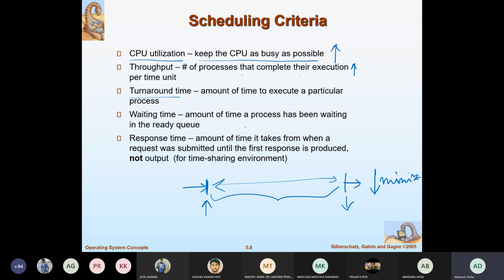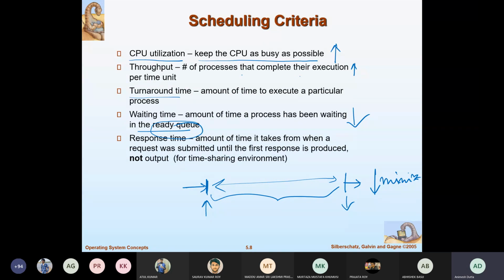Waiting time. Amount of time a process has been waiting in the ready queue. You submit a process, and apart from the execution time, it is in the ready queue. So that is your waiting time. That means it has everything to be executed, but it is not getting the CPU cycle, and that's why it is kept in the ready queue. So this time is called the ready or waiting time. So what will be your objective, to minimize or maximize? Minimize, sir. So your objective will be to minimize it.